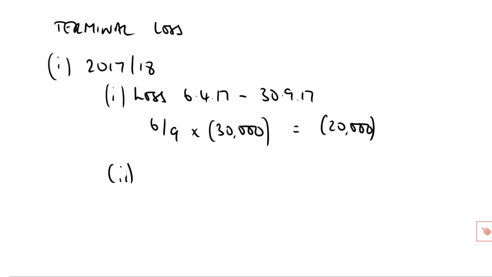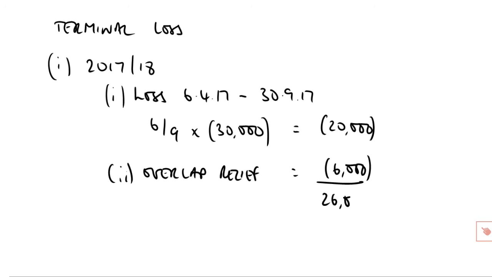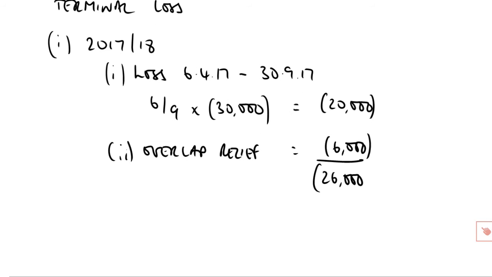And secondly, we add into that any overlap profits, any overlap relief, and that we knew to be 6,000. So in total, therefore, we've got £26,000 worth of loss falling into the final tax year, so far as our terminal loss calculation is concerned.